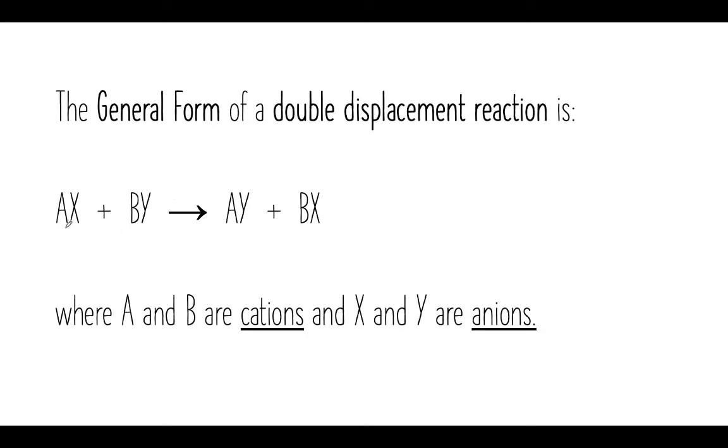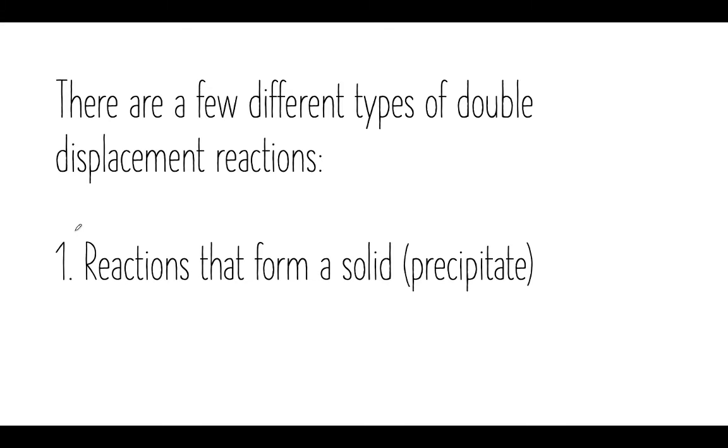You've got two compounds on your reactant side and two new compounds on your product side. What ends up happening is that you have two of these elements that are switching places so that there are two brand new products on your product side. And although this is the general structure of a double displacement reaction, there are a few different types of double displacement reactions themselves. So the first of which is a reaction that forms a precipitate, a solid.